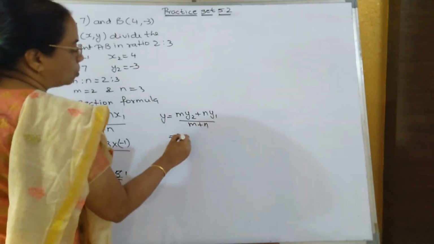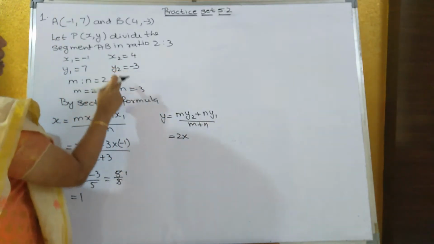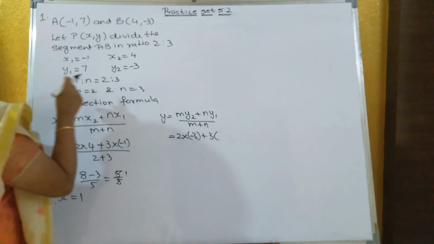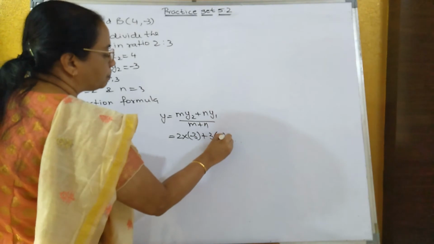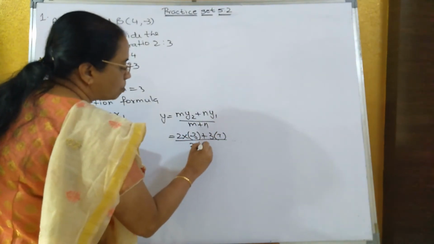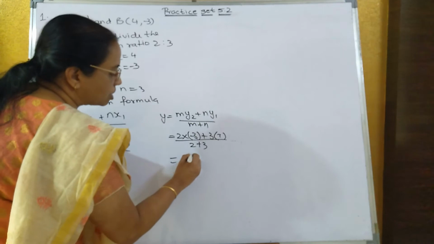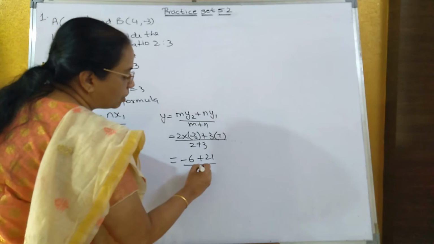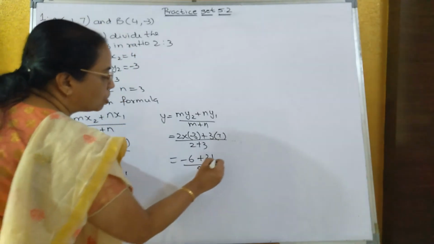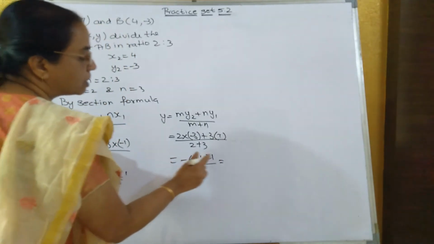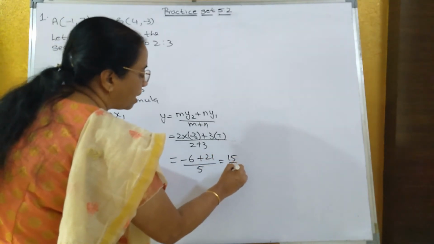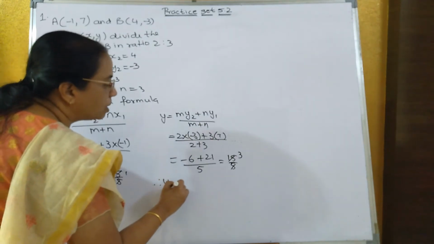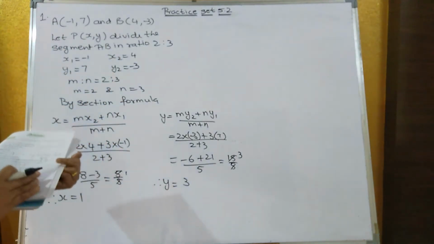Similarly, you'll find y. M, that is 2, into y2, which is -3, plus n, which is 3, into y1, which is 7, upon m plus n, that is 2 plus 3. That's equal to 2 into -3 is -6, and 7 into 3 is 21, upon 2 plus 3, which is 5. So that is equal to 21 minus 6, which is 15, upon 5. When you cancel this, you get the answer 3. Therefore, y is equal to 3.